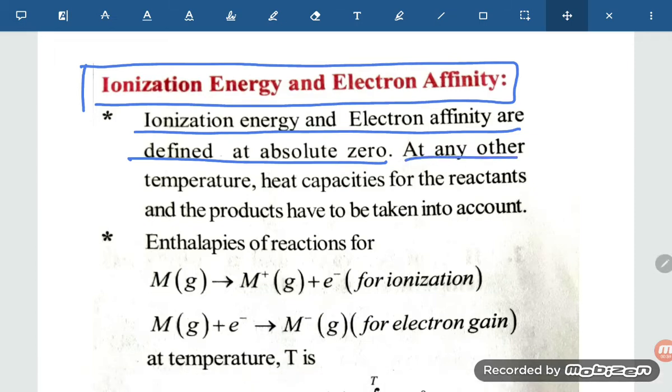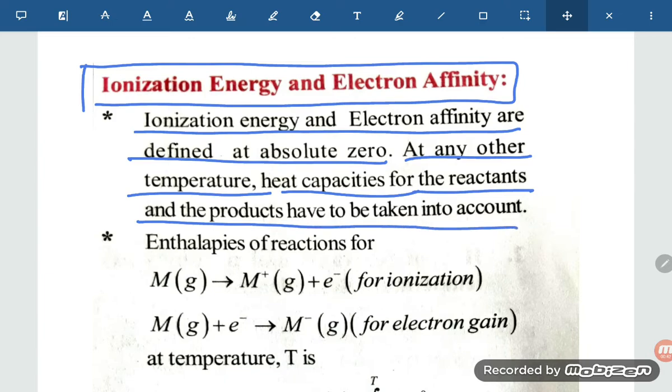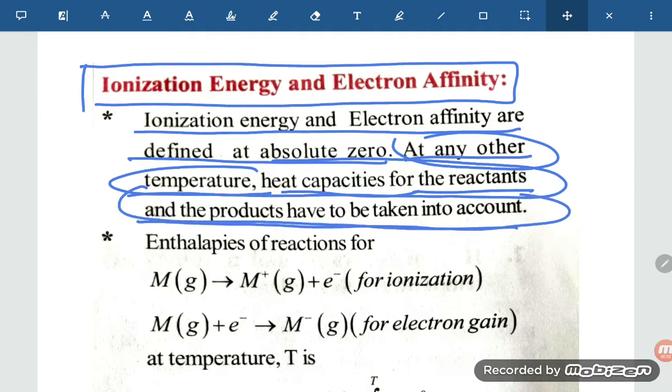Now the next one is that at any other temperature, heat capacities for the reactants and products have to be taken into account. But ionization energy and electron affinity are defined at absolute zero.